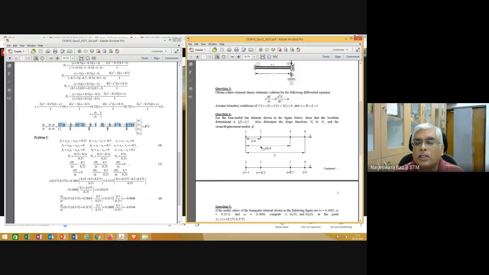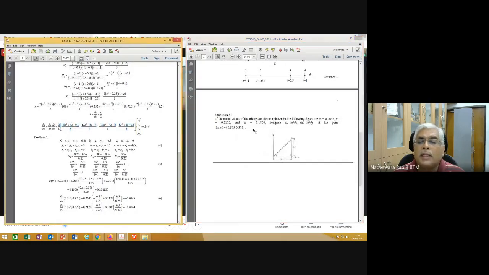And question 5 is straightforward. It is a 3-node triangular element. The nodal values are given. So depending on the coordinates, you need to identify the nodal coordinates. Based on the nodal coordinates, 3 nodes are there. And I also explained how to derive shape functions for this kind of 3-node triangular element. So shape functions and derivatives of shape functions. Shape functions are going to be linear. The derivative of shape functions with respect to either x or y is going to be constant.